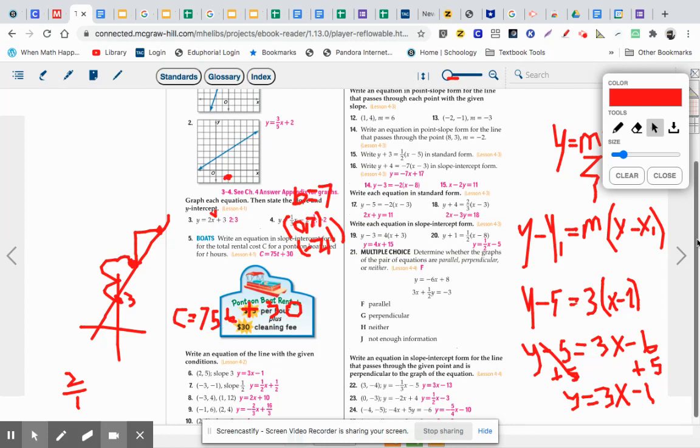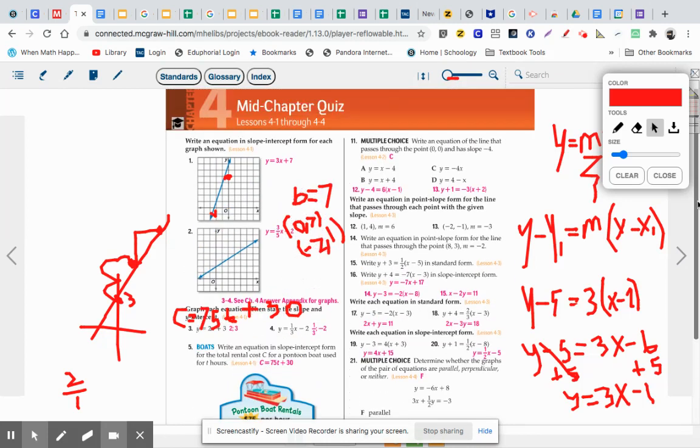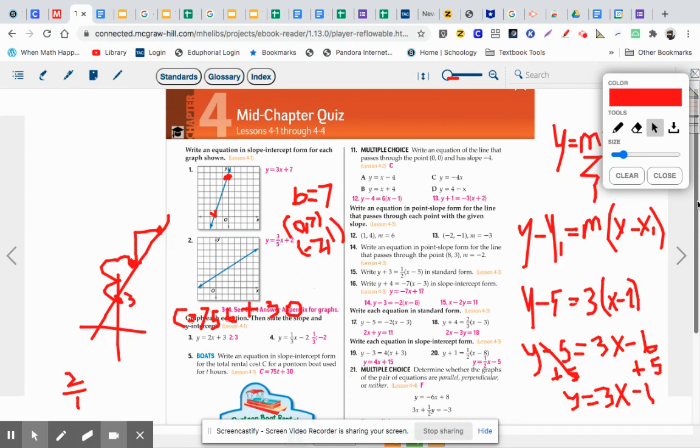And so the talking you hear in the background, that is I am in my algebra class right now. And so they're just studying for the test, just like you're studying and getting yourself together for this mid-chapter quiz.